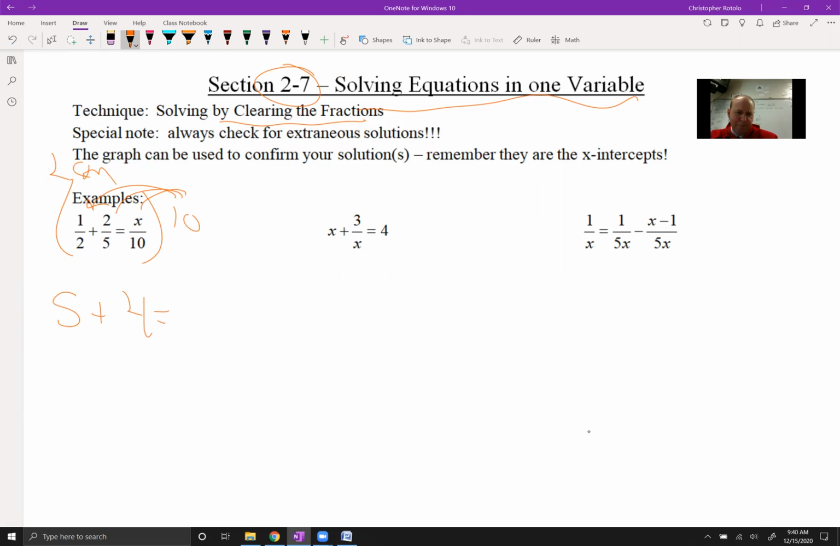And we end up with 10 cancels this 10 out. So it's x. So look at that. X equals 9. And we're kind of done with it. So what we do is go back in and check it. We're not going to do that until we get to some healthier quadratics here.